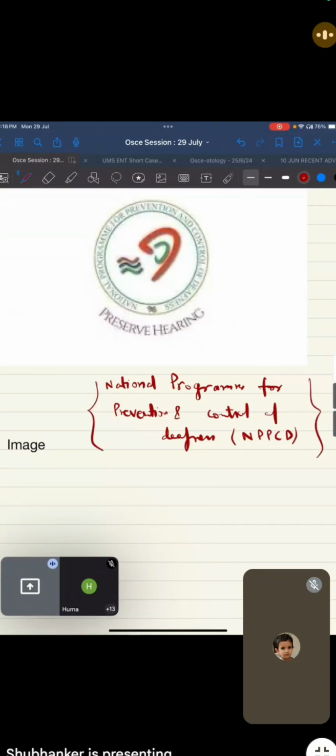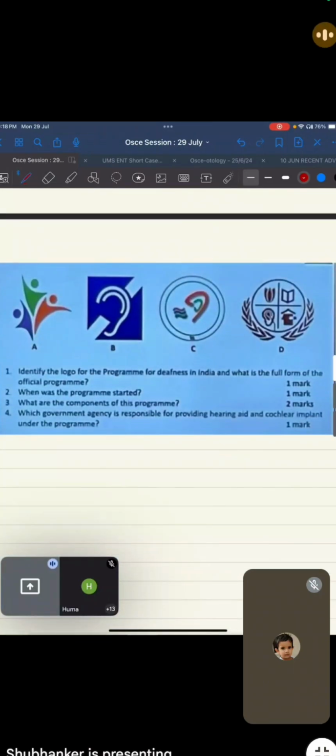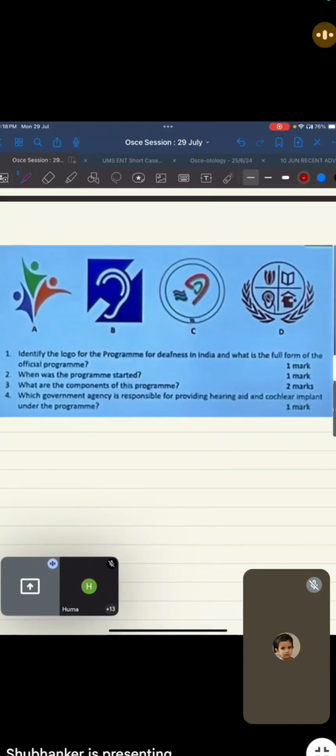Okay. Why is it important? Just see the image. Take one look at the image. Then I'll move to the next page of this question. Saw the image? Let's move ahead. Now this is the question, a real life question of this image. Identify the logo for the program of deafness in India and what is the full form of the official program. Okay. So after seeing this image we'll be a little bit in a fix.